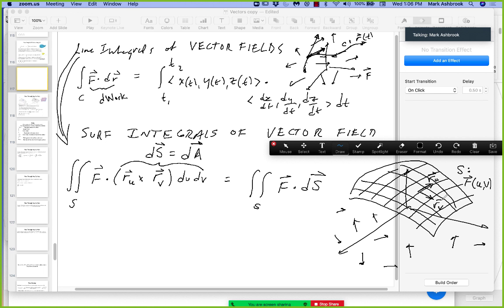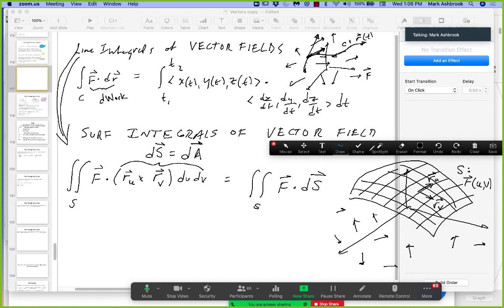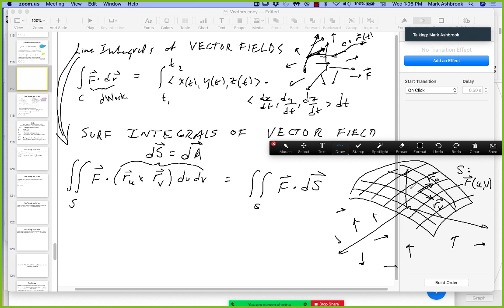So ru and rv would both be parallel to the surface because they're derivatives. They give a tangent vector to the traces that form the surface. So now we're actually using the vector, not just its magnitude.